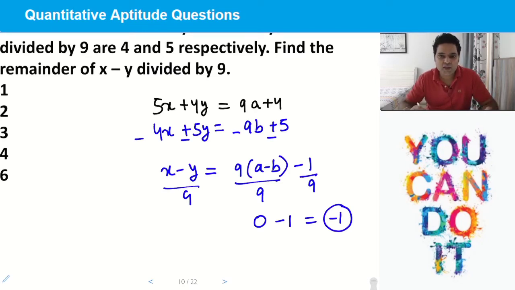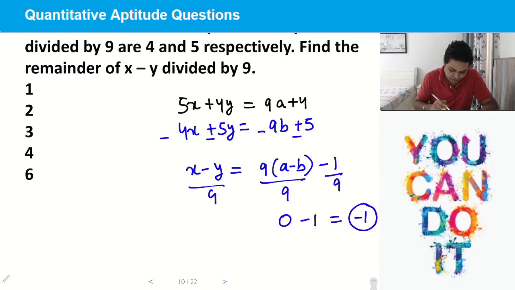Negative remainder minus 1 says positive remainder equals to 8, and so the correct answer is 8 here. So there is a misprint. So the correct answer is 8.